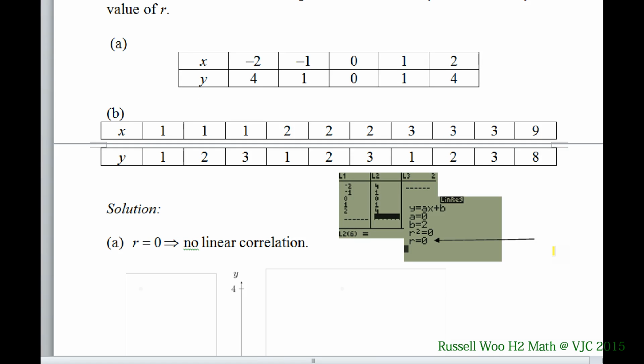That means enter this data in. Don't need to key in, I just do it for you, okay? Then you realize that R is 0. Now, R is 0 suggests that there's no linear correlation. Fine.